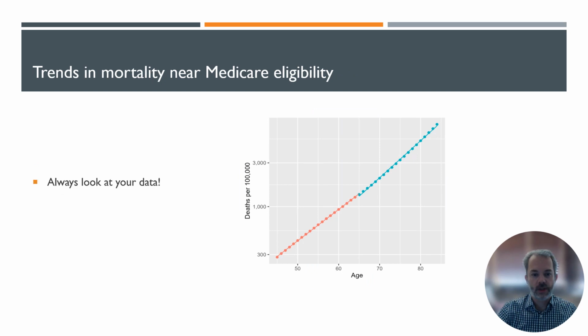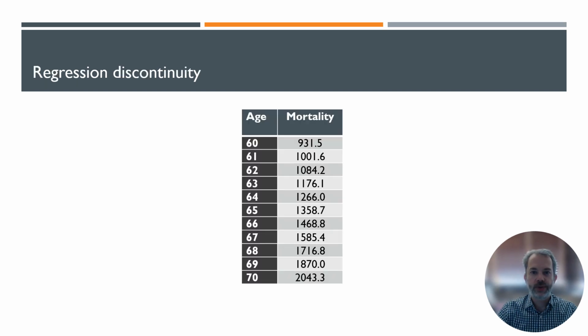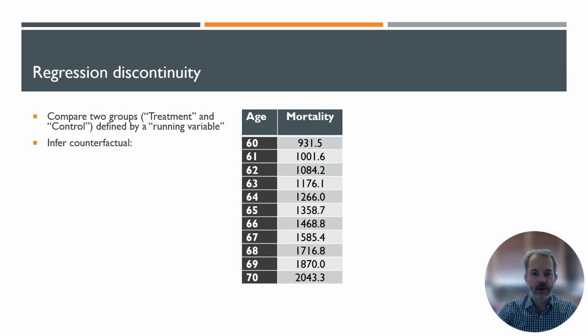Now, let's look at our mortality data. The dots here are actual data, and the lines are a fitted linear regression on the log mortality rate. And there's a small break in mortality trends at age 65. We're going to use a regression discontinuity to look at the effect of this policy. We will compare two groups, treated and control, using a running variable, which in this case is age. We can infer counterfactual outcomes, what would have happened without treatment at the discontinuity.